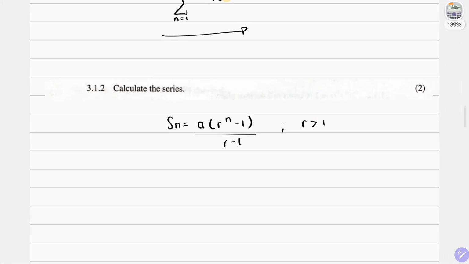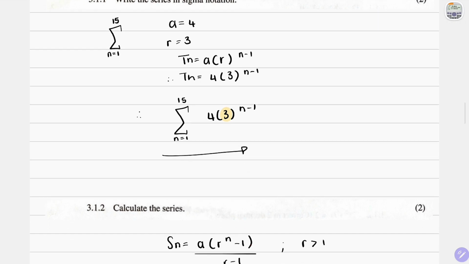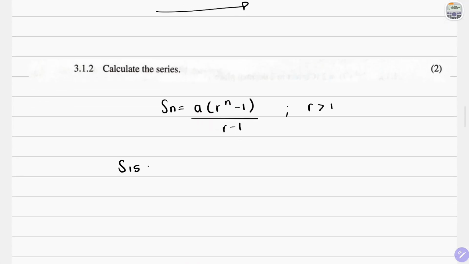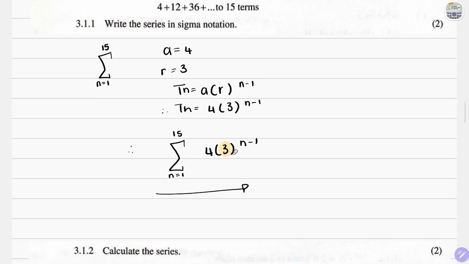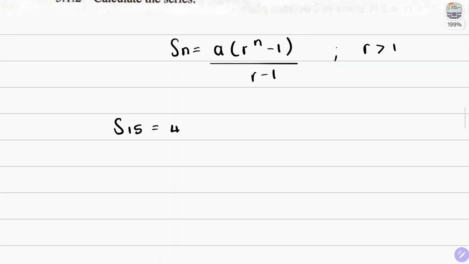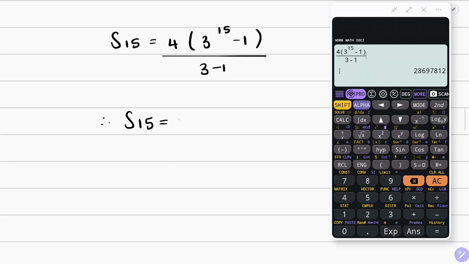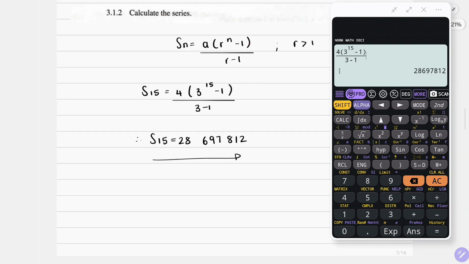So we're going to substitute our values of A, R and n. The sum of 15 terms is equal to 4 multiplied by 3 raised to the power of 15 minus 1, all over 3 minus 1. Let's find the sum of this series. And the sum of this series is 28,697,812, and that is our answer.